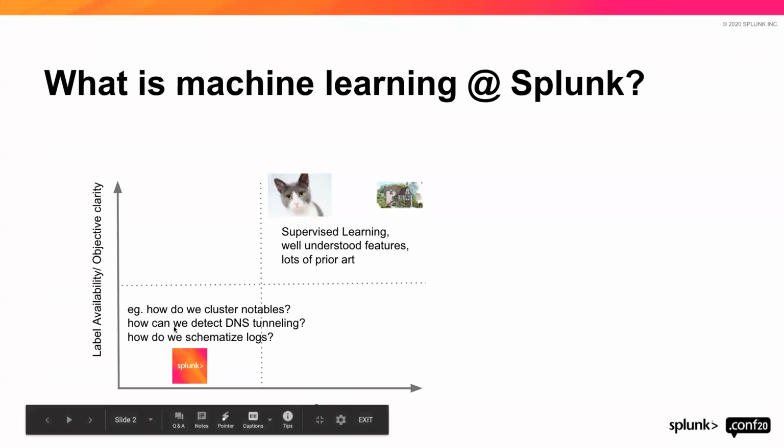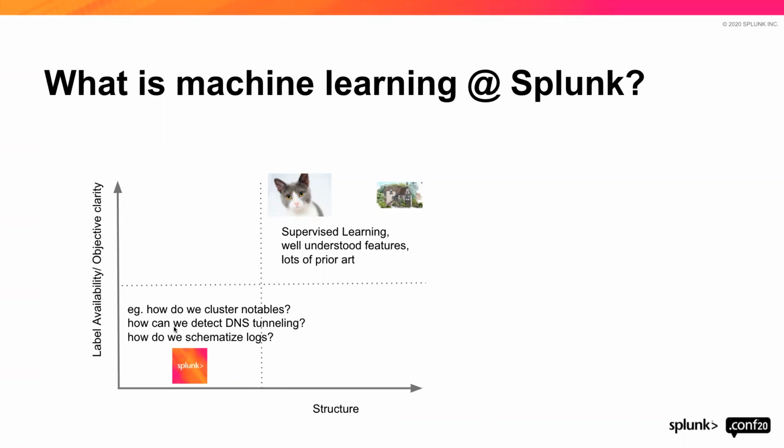If I think of the landscape of machine learning and slice it in a couple of ways, one way I can slice it is in terms of structure. How much structure is known about this problem? The other dimension I can think of is label availability. How many labels are available? Or another way to phrase it, which is a little bit more abstract, is objective clarity. How clear is the objective, right?